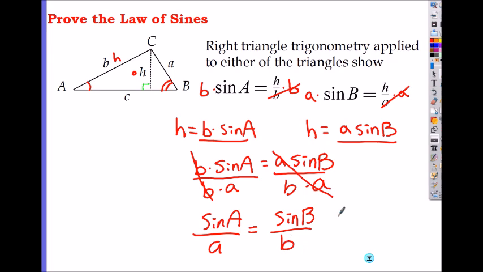And then you can find sine of C over c equal to these ratios if you draw a height this way and use these two angles, but I'm not going to do it over. So this is how we can prove the law of sines, I mean, it works. So again, we use the law of sines whenever you have a matching side and angle. Okay, so let's try an example question.